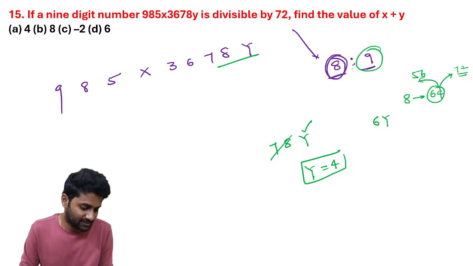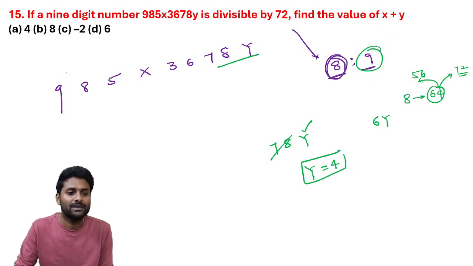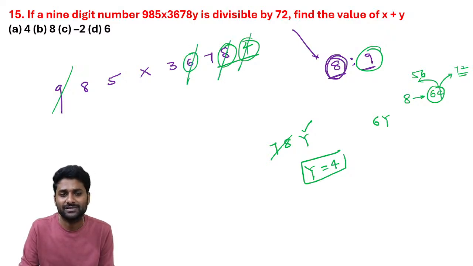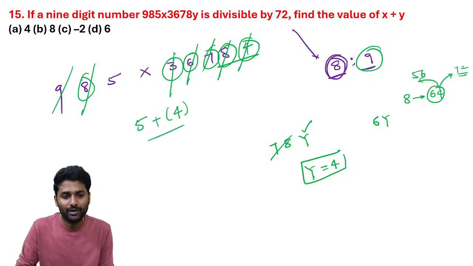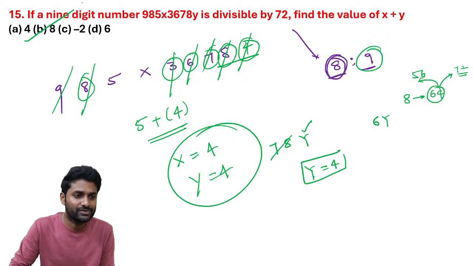Sum of all the digits. If the sum of all the digits is divisible by 9, then the entire number is also divisible by 9. So y should be replaced with 4. Here, 8 plus 4 is 12, 12 plus 6 is 18. 18 is always divisible by 9. 7 plus 3 is 10, 10 plus 8 is also 18. So finally we have a 5. Then x should be replaced by 4. If x is equal to 4 and y is equal to 4, then x plus y is equal to 8.